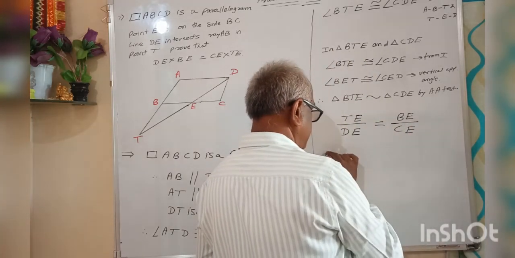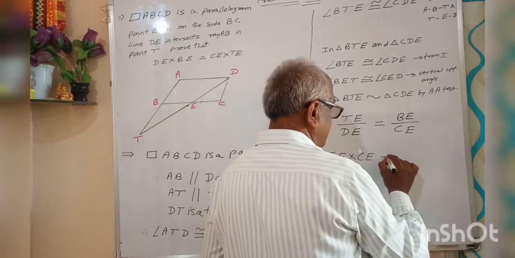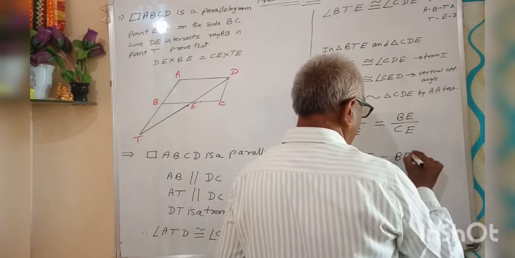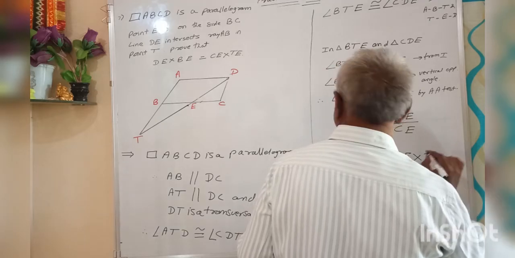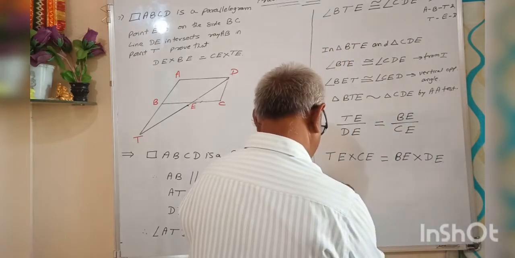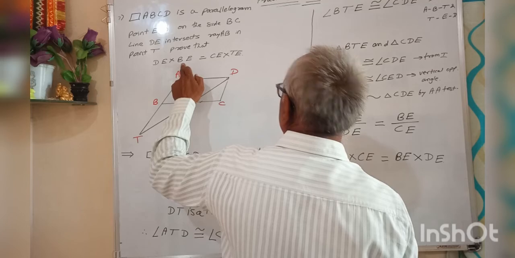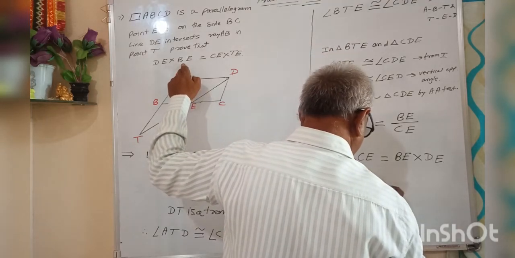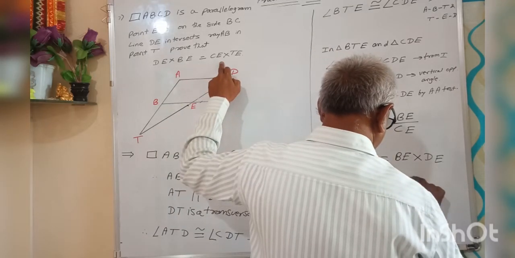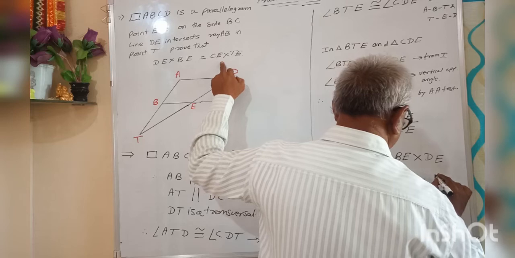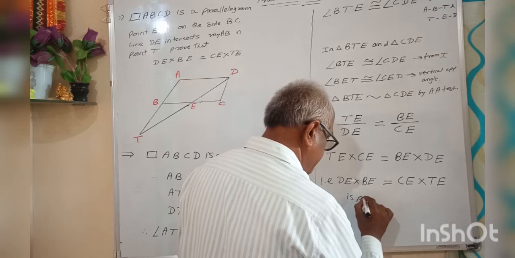Taking cross product, TE into CE is equal to BE into DE. That is DE into BE is equal to CE into TE, is proved.